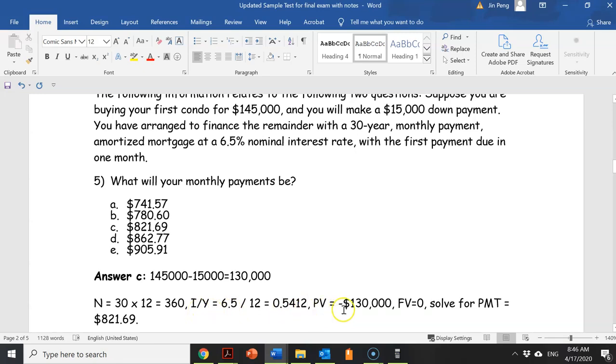PV is still this number, 130,000 or negative. Future value is 0 since we're going to pay off the loan. Compute for payments. We will have 821.69 as our monthly payments. If you input PV as a positive sign, then payment will show a negative sign.